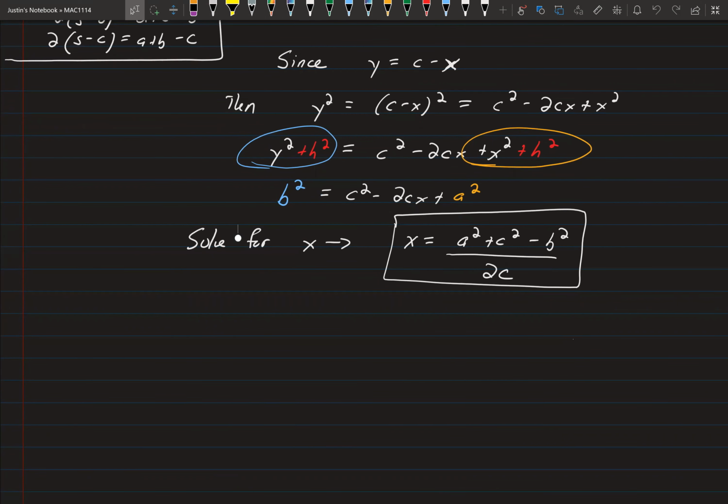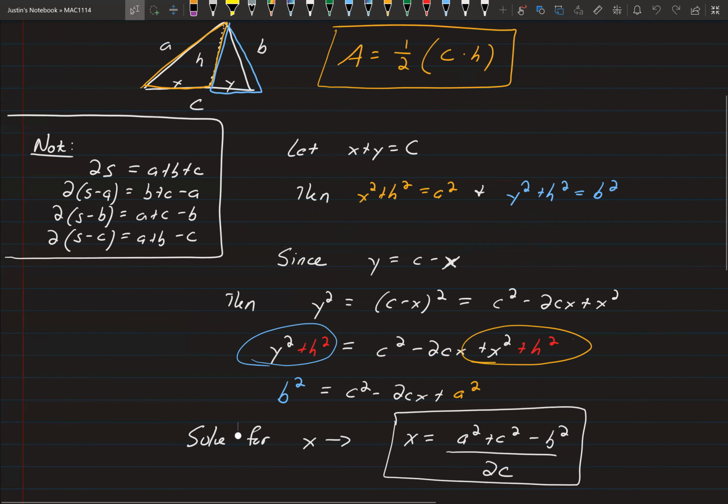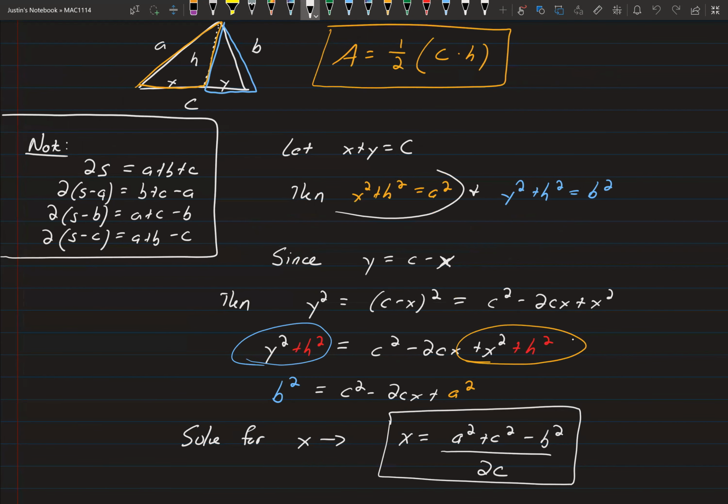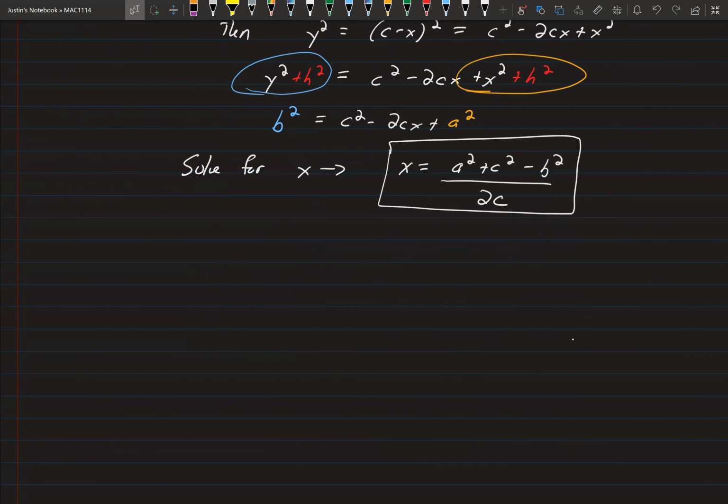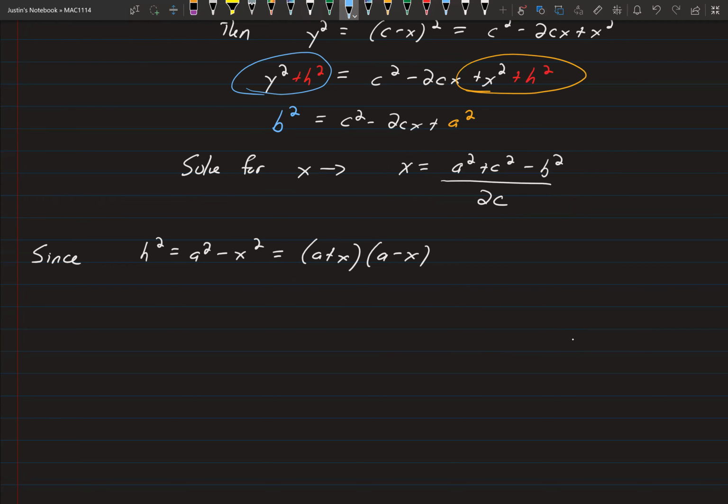So h squared, one way for us to think of h squared, if I take this line here, h squared is going to be a squared minus x squared. So we're going to start with that next. So since h squared equals a squared minus x squared, we've got a difference of squares on the right. Let's factor that. That's going to become a plus x, a minus x. And guys, what's x equal to? X is equal to this disgustingness up here.